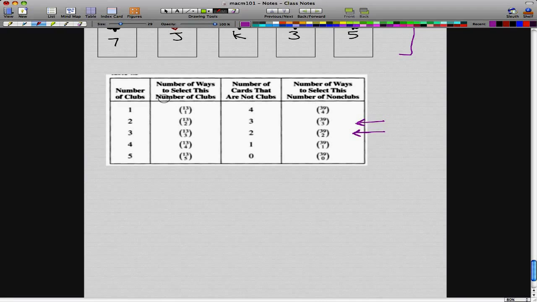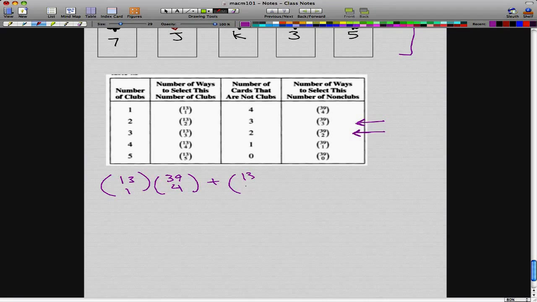And all we have to do is take the number of ways to select this number of clubs in our hand, and multiply it by the number of non-clubs that are in our hand. So I guess it's better to just do it as an example, because I really suck at explaining things when it comes to discrete mathematics. So 13 choose 1 times 39 choose 4. This is the case where we have 1 club and 4 random cards that are not clubs.